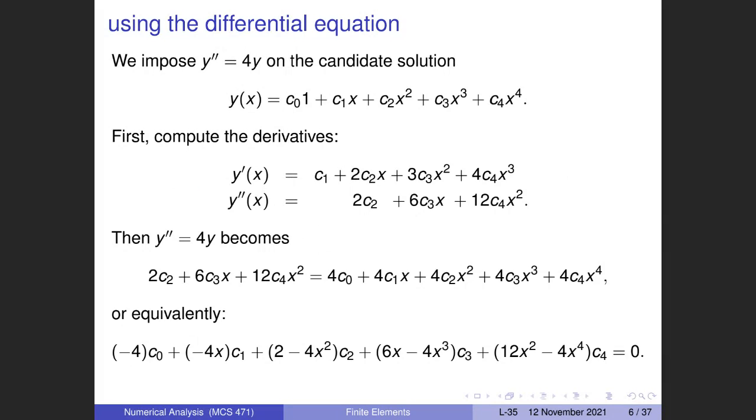Now, we have to impose the differential equation on the candidate solution. We have to take the left-hand side, and the left-hand side appears with the two derivatives. So we will take the first derivative and the second derivative, and that gives us a condition on the coefficients. So we have the left side, which is obtained after taking the derivative twice of our candidate solution. And then we have the right-hand side, which is multiplying the candidate solution by 4. So the 4 comes from the right-hand side here.